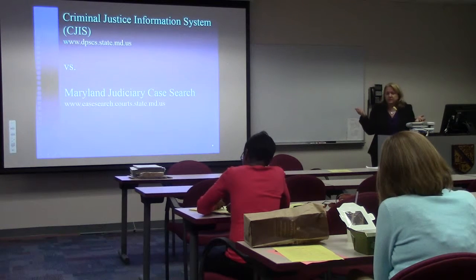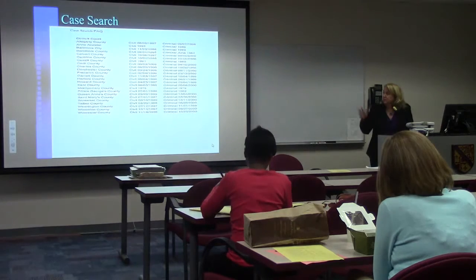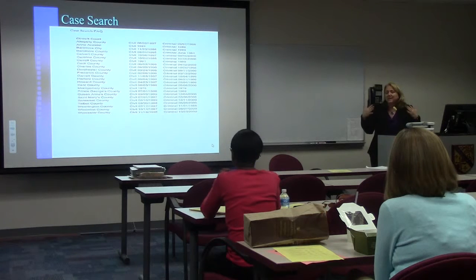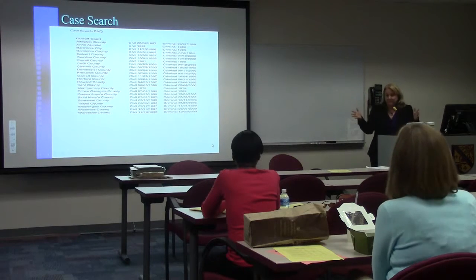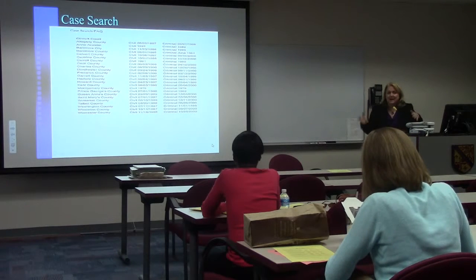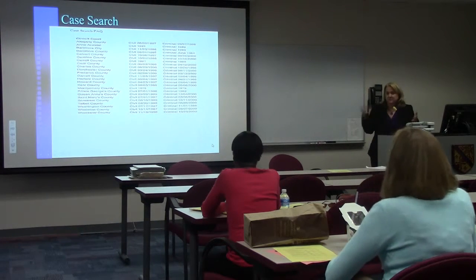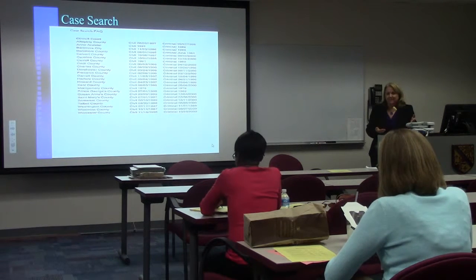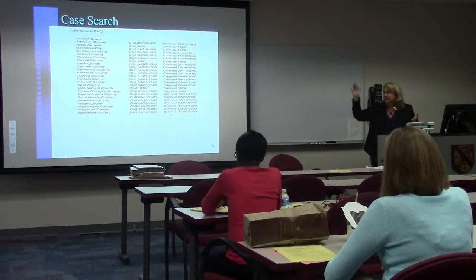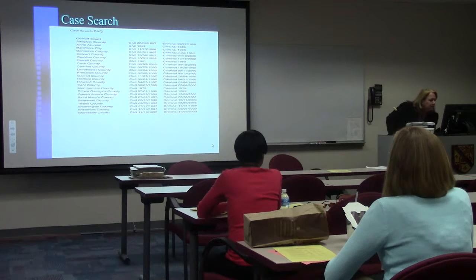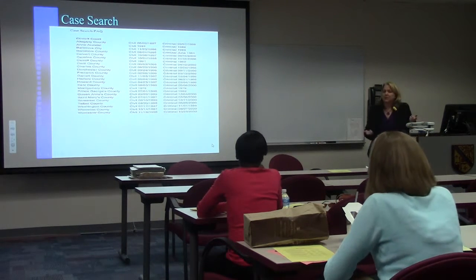The other thing about case search is that it doesn't go back to the beginning of time. The only way that cases got put on case search when they first made it available to the public was that the court clerks had to download all that information from JIS, which is the official court record. They didn't go back to the first time that there was a record. So for instance, in Baltimore City, civil cases only go back, I think, to '98. Criminal cases only go back to '93.